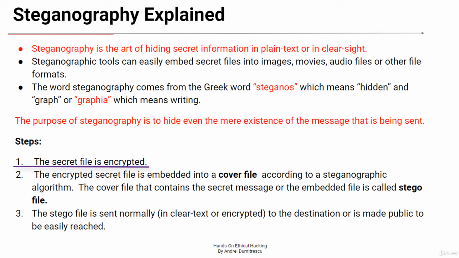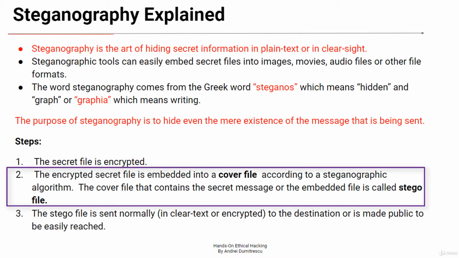First, the secret file is encrypted. This is not mandatory, but is highly recommended, and many steganography tools do that automatically for you. The file that is hidden is called the embedded file. Then, the information, encrypted or in clear text, is embedded into a cover file according to an algorithm. In most cases, this is an image, an audio or video file. The steganography algorithm decides how to hide data and how to randomize the placement of the data in such a way that the cover file remains visually the same.